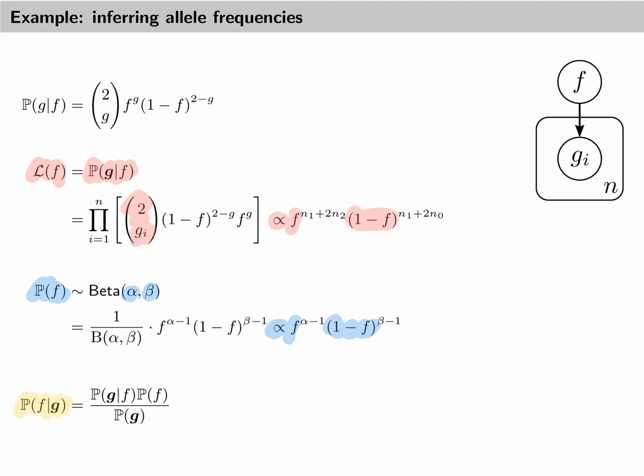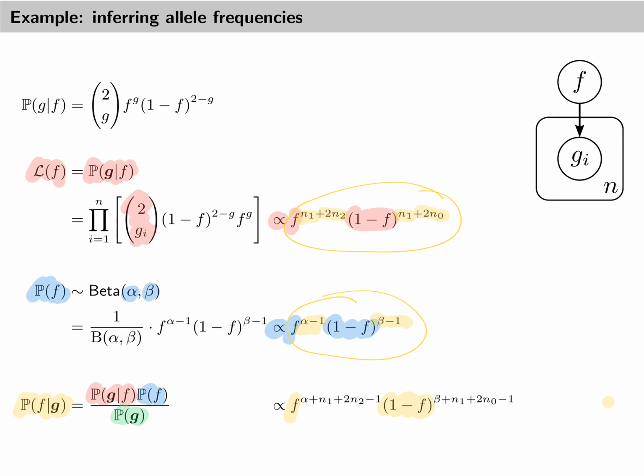The posterior distribution now is nothing else but the product of the likelihood times the prior divided by the marginal density. Up to some constants, this is therefore simply the product of this term here for the likelihood and this term here for the prior. That is, also our posterior distribution contains two terms, f and 1 minus f, and those are the power of alpha plus n1 plus 2n2 minus 1 for the case of f, as well as beta plus n1 plus 2n0 minus 1 for the case of 1 minus f.